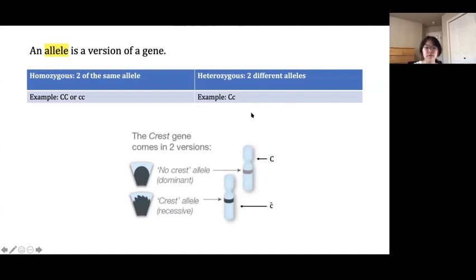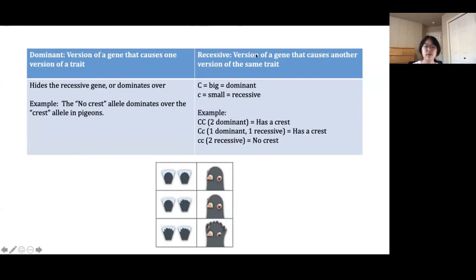In the next slide, we will find out what happens if one parent has a crest and the other parent has no crest. So we will find out what the baby bird will look like. All right, so within these versions of a gene, you have dominant and recessive genes. This is getting very complicated, but bear with me.